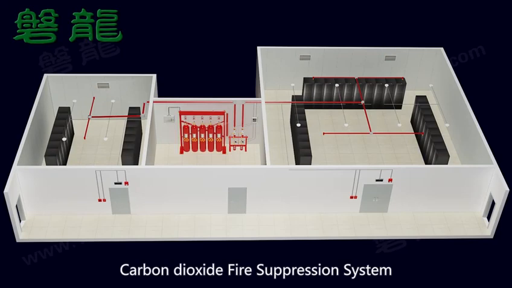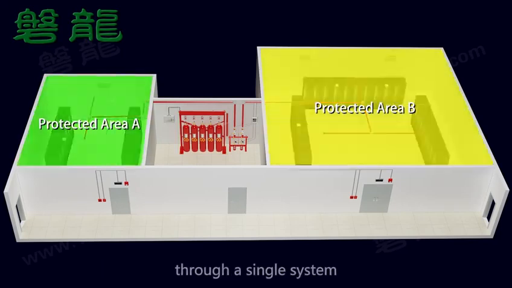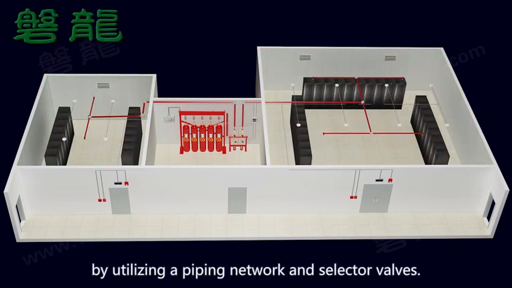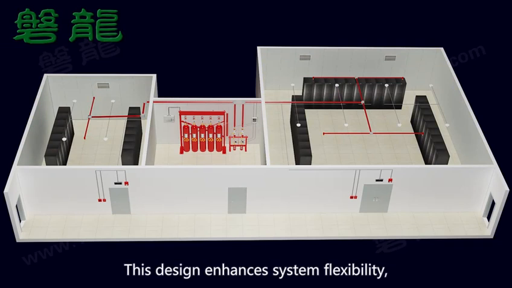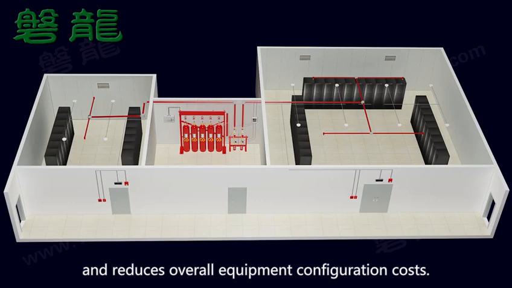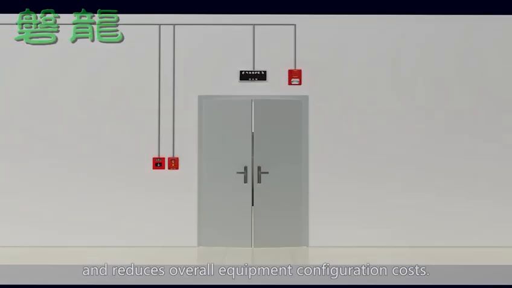Carbon dioxide fire suppression system is capable of protecting multiple hazard areas through a single system by utilizing a piping network and selector valves. This design enhances system flexibility, improves suppression efficiency, and reduces overall equipment configuration costs.